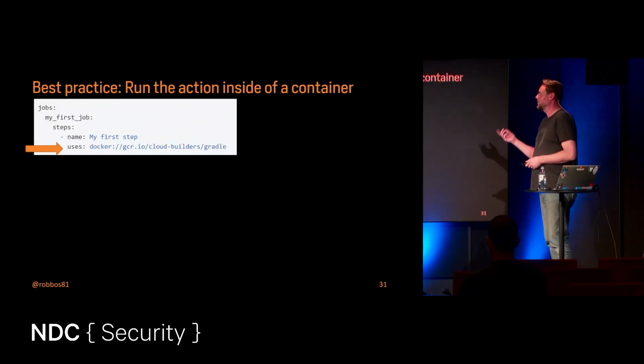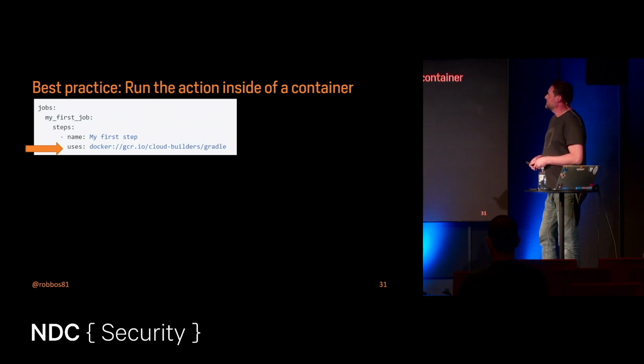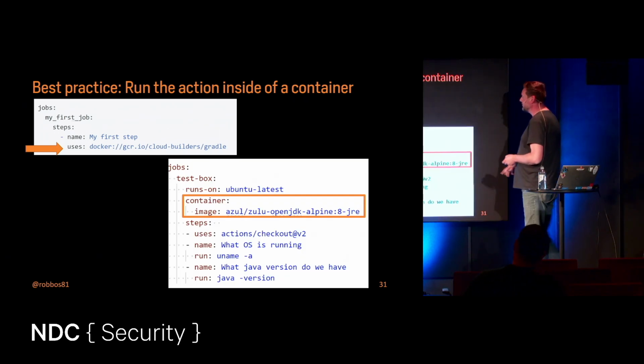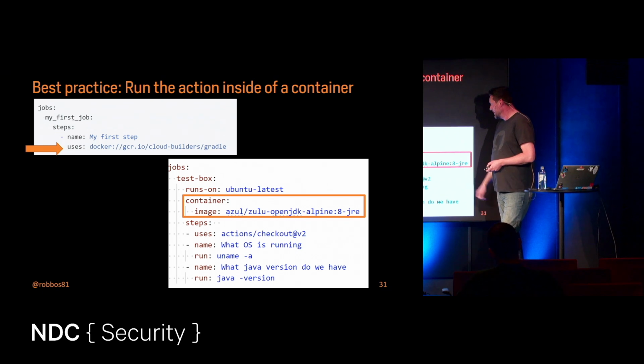One of the options you got there is to run the action itself inside of a container. In this case, we're spinning up a container with Gradle in it, and that will do all of the things that we need to do in there. This is one step. But you can also do that on the job level. The job here is test box, and all these steps in here will run inside of this container. So the checkout will download my source code inside of the container, and then I can run and check which Java version we're using. Very helpful, because it also means that I don't need to install Java on my runners. I don't need to install pre-prepared machines there, because I tell my users, use that specific version.